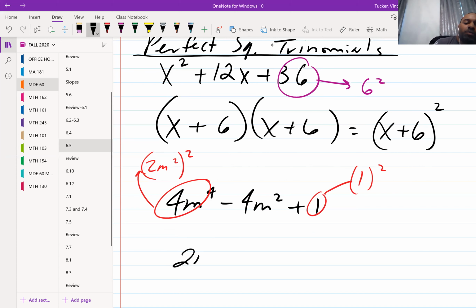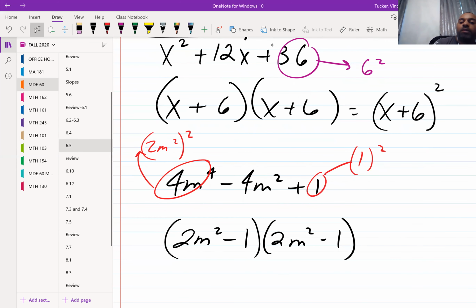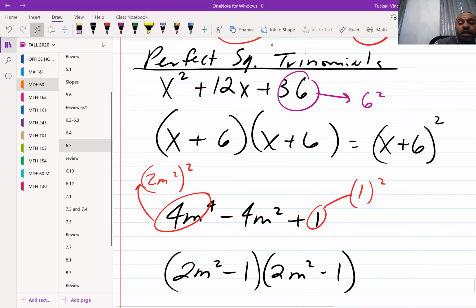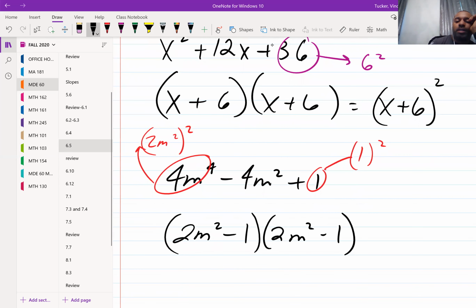So what I would do is put them in. Now, my signs should be the same, and this one lets me know they should both be negative. So I'm gonna do 2m squared minus 1, 2m squared minus 1, and I always go back and check it. Just like I did here, I just didn't write it out. I said 6 times 6 gave me 36, 6 plus 6 gave me 12. So here, if I fold this out, I need to get this. If I don't get it, then it's not correct, right?